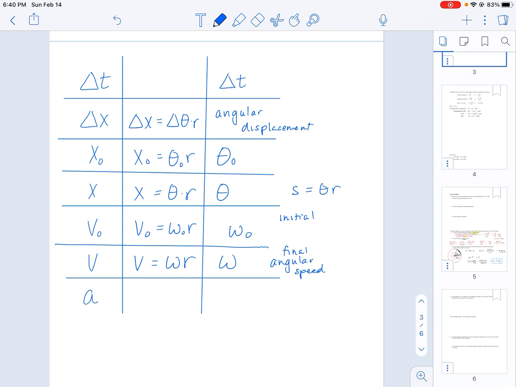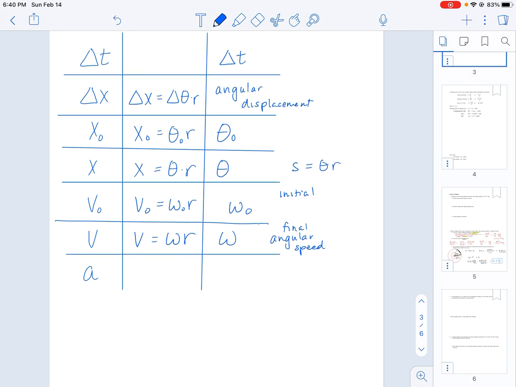Time doesn't need a conversion. Time just works. But acceleration is going to be a little different. The symbol for angular acceleration is an alpha. So this is a Greek letter alpha. It means angular acceleration.